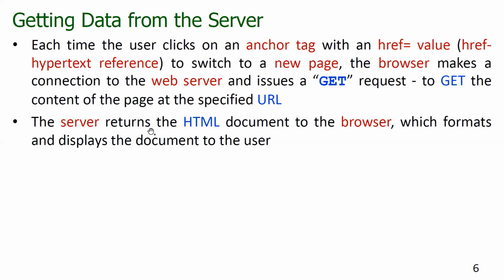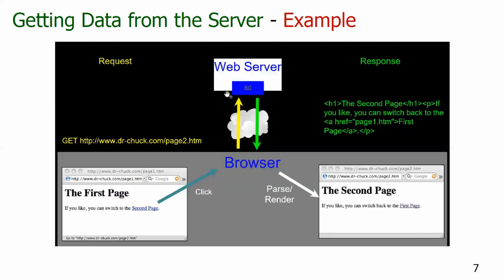Then the server returns the HTML document to the browser, which formats and displays the document to the user. So like that, we can get data from the server using the GET request method. Let us see one example representation.